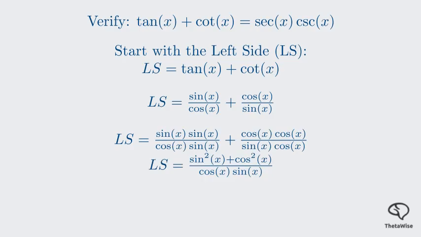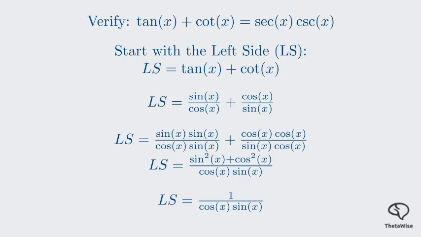This gives us sine squared of x plus cosine squared of x, all over cosine of x times sine of x. Look at the numerator. Sine squared plus cosine squared. That's our Pythagorean identity. We know that sine squared plus cosine squared equals 1, so the numerator simplifies to 1. Our expression is now 1 over cosine of x times sine of x.